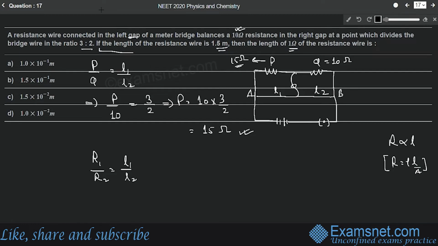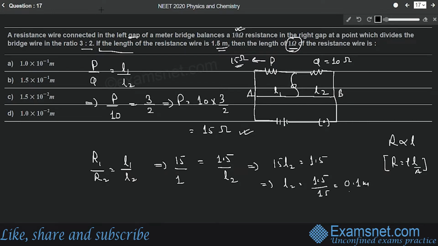So R1 is 15 ohm and L1 is 1.5 meter, right? Similarly, R2 is 1 ohm. It is given in the question. So 1, and we have to determine the L2. Okay. So we'll solve this. We'll get 15 L2 equals to 1.5. So L2 will be equal to 1.5 divided by 15. That means 0.1 meter. Okay. So this will be written as 1 into 10 to the power minus 1 meter, right? So out of the given options, which option will be correct? Option A. Okay.